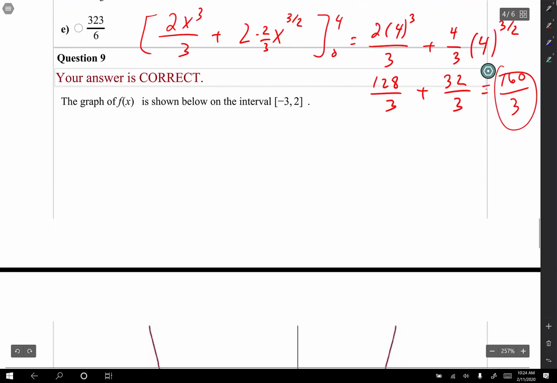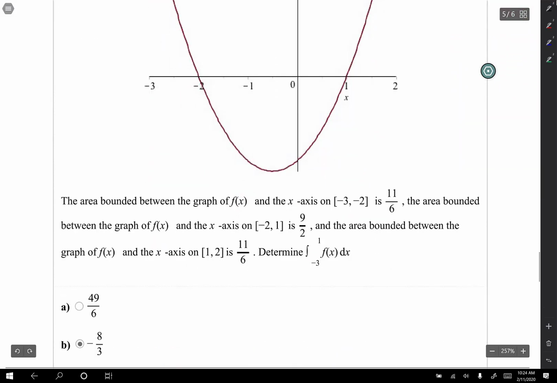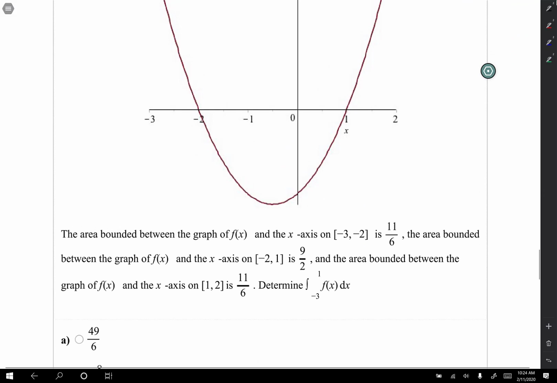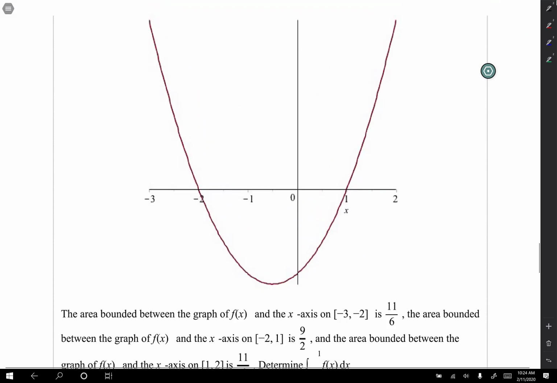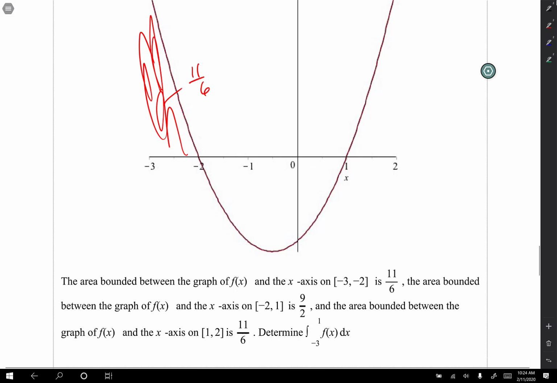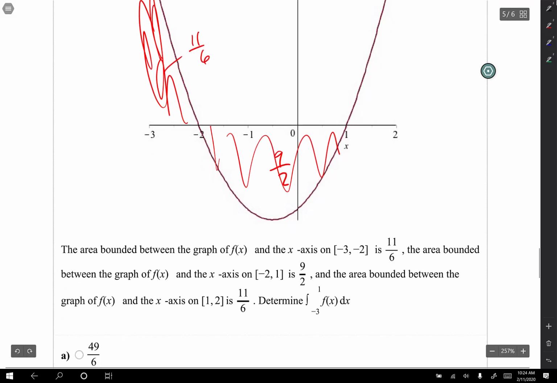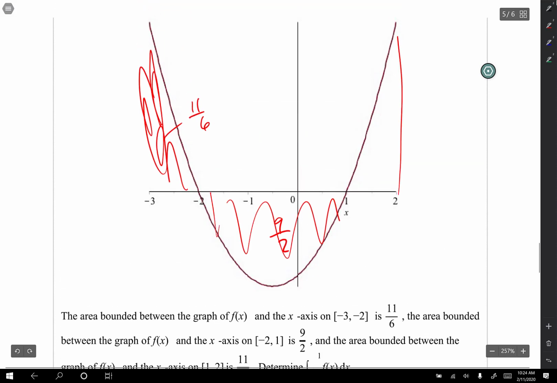The graph f of x shown below between negative 3 and 2. The area bounded between the curve and the x-axis, negative 3 and 2. So this area here is 11 over 6. All this area here is 9 over 2. Now remember, you're below the x-axis, so it's negative 9 over 2 if it's called signed area. And the area bounded by f of x and the x-axis between 1 and 2 is 11 over 6. So this is symmetrical.